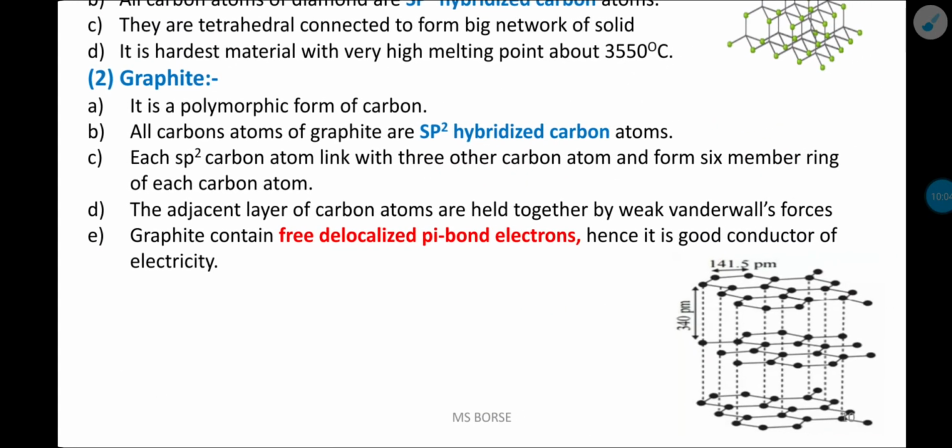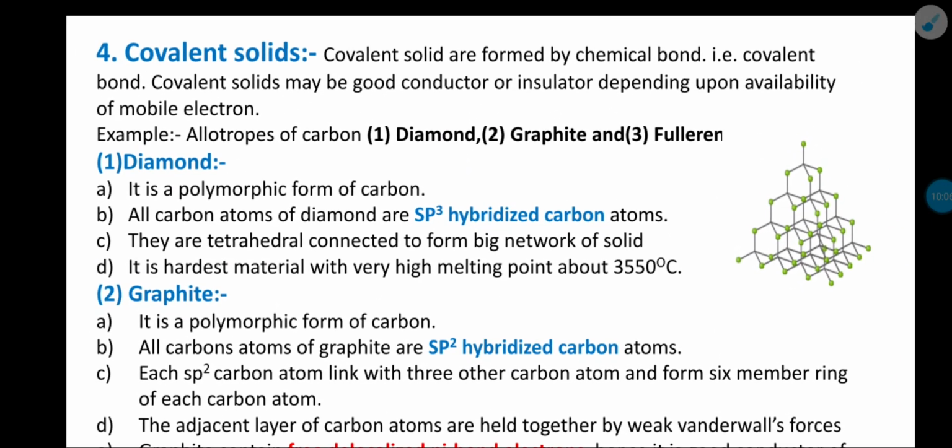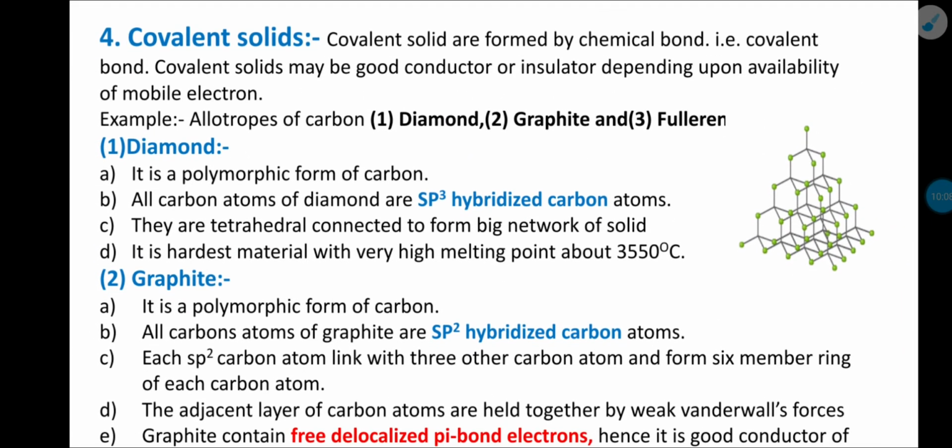So let us see in detail the first covalent solid, diamond, and its properties. It is a polymorphic form of carbon. All carbon atoms of diamond are sp3 hybridized carbon atoms.